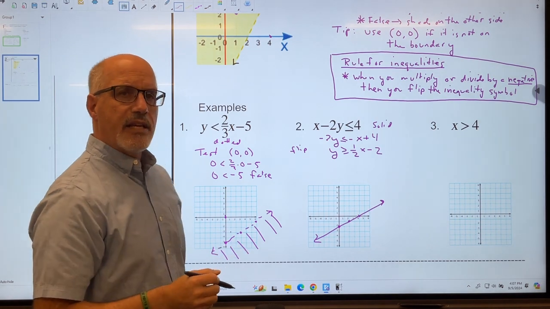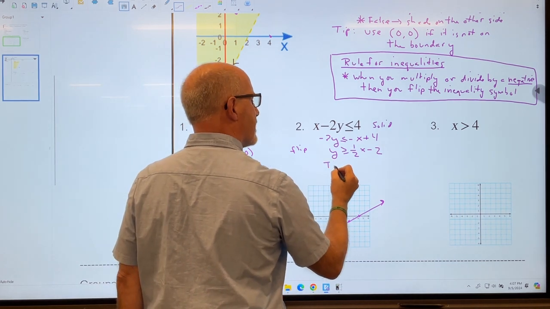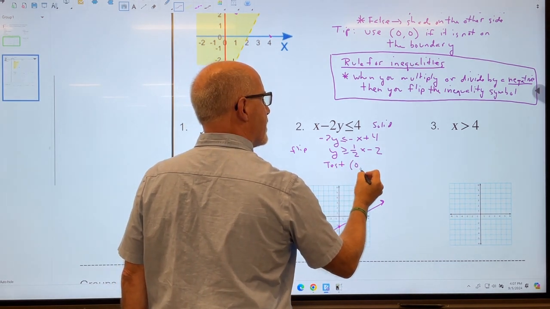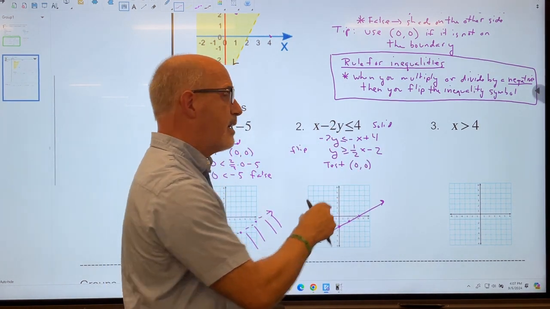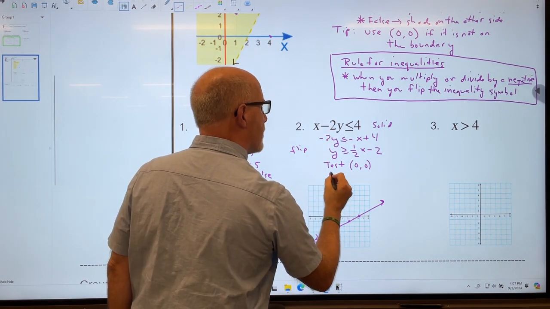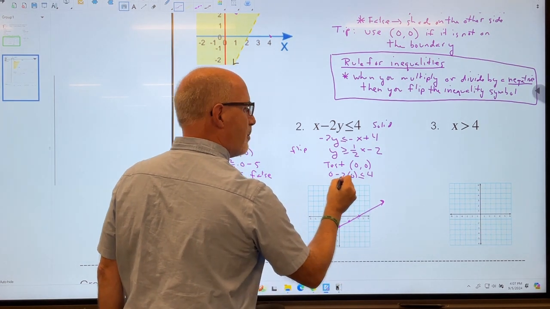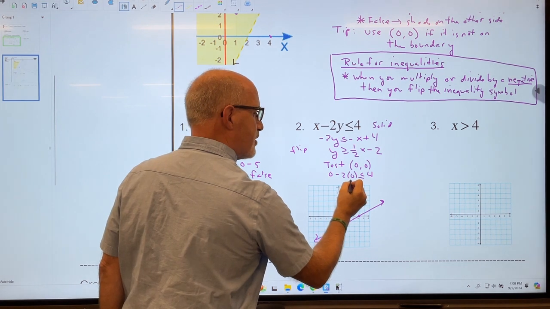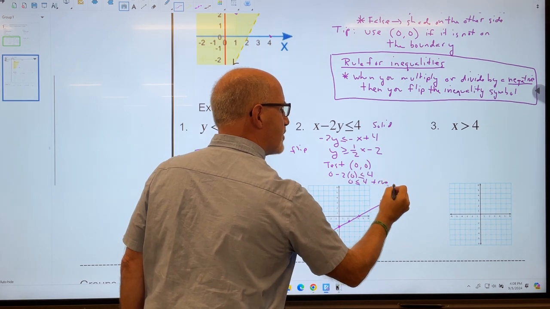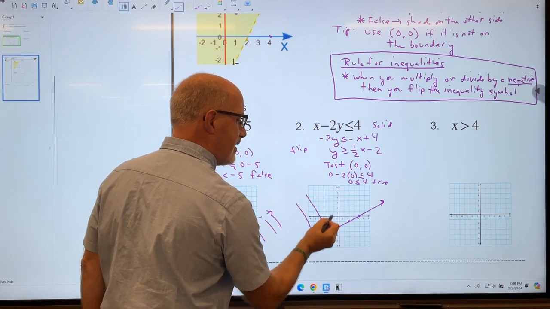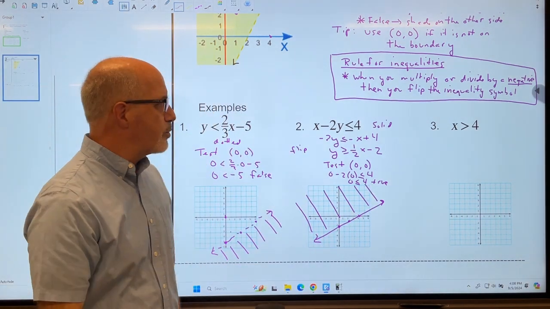Now we got to test to see, is this going to be shaded above it or below it? So let's test 0, 0. And I prefer going back to the original instead of this one. You could do it in this one, but I'm going to go back to the original. Is 0 minus 2 times 0 less than or equal to 4? 0 minus 2 times 0, 0, so it's 0 minus 0 is 0. Is 0 less than or equal to 4? That's a true statement. So since it's true, I'm going to shade on the side that 0, 0 comes, because all the other points are going to be true as well.